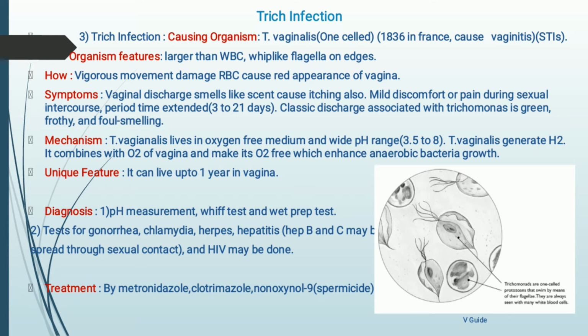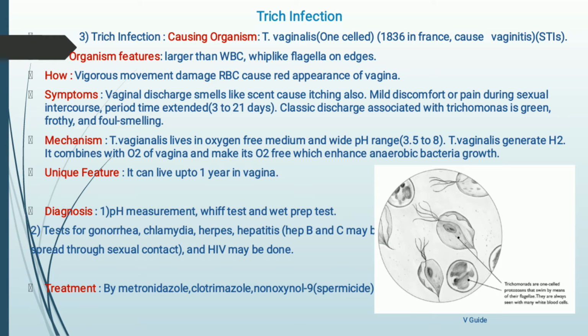Firstly, I'll tell you about the organism's features, that is, which type of organism this is. The shape of this organism is like a WBC. It is slightly larger than a WBC in size, and it has whip-like flagella on its edges. So this is the shape and size of this single cell organism. As you already know about the protozoan kingdom and its features, this is basically a protozoa, and these are the features related to this organism.